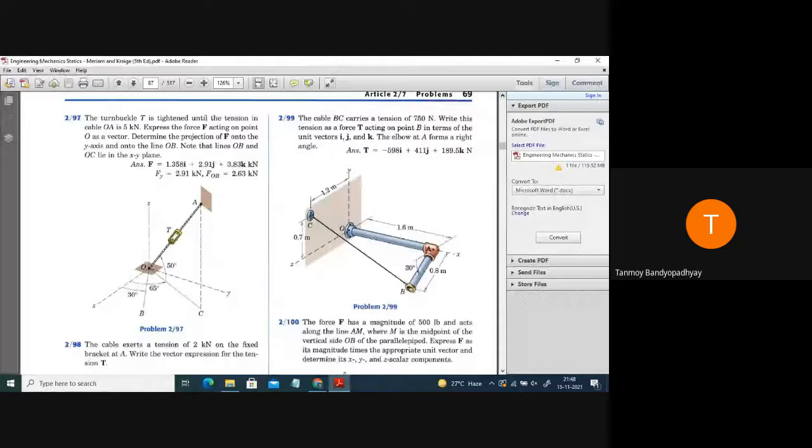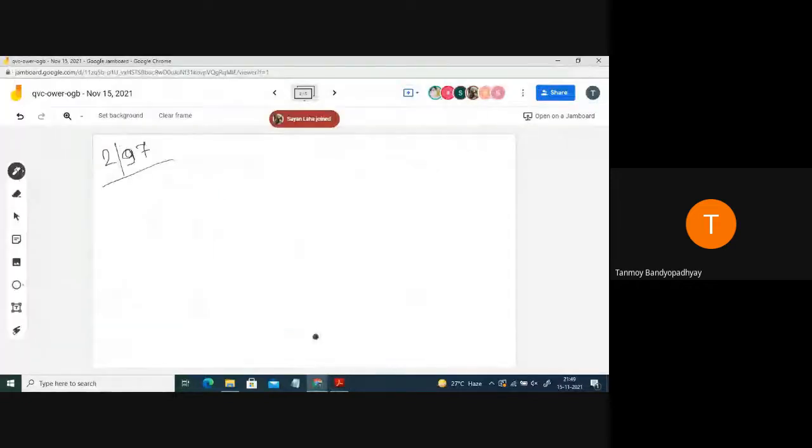So in this case, the tension in the string OA is given to be 5 kilonewton, and we have to express F and the projection onto the y-axis and onto the line OB. OB is just a different line, and note that the lines OB and OC lie on the XY plane. Okay? So the first part is very easy. I had a discussion right at the start, so based on that I am doing it, since I want to do this OB part. That is why I am doing this problem, otherwise the things are very conversant and convenient for you. So I will just go on, and if you feel problems you can ask.